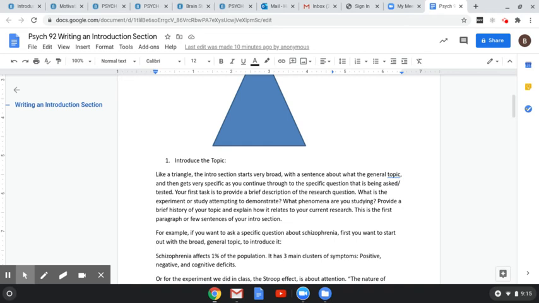Very general. For example, if you wanted to ask a specific question or look into research on schizophrenia, which is what I did for my dissertation, then first you want to start out with the broad general topic of schizophrenia just to introduce it. So the first sentence would be something like, schizophrenia affects about 1% of the population. It has three main clusters of symptoms: positive, negative, and cognitive deficits. Then you can continue on and define what those are, but you've just introduced the broad topic of schizophrenia itself.